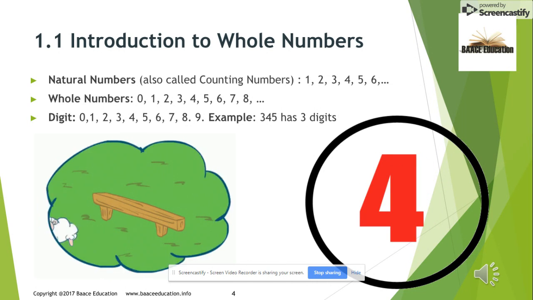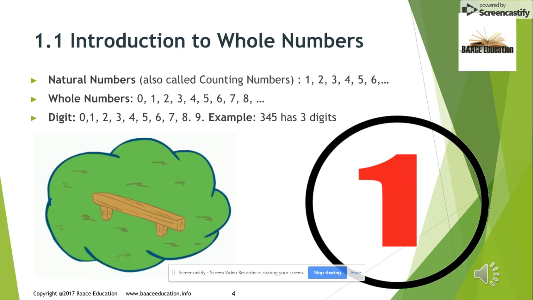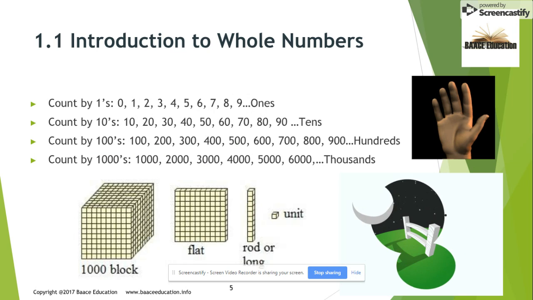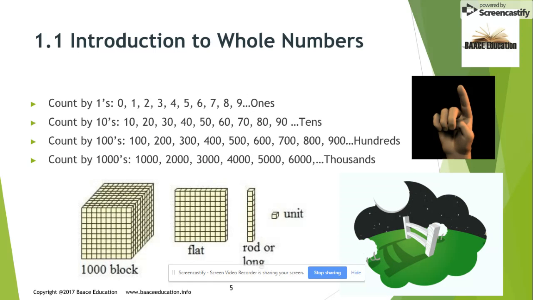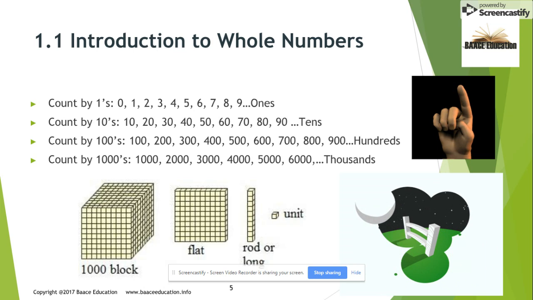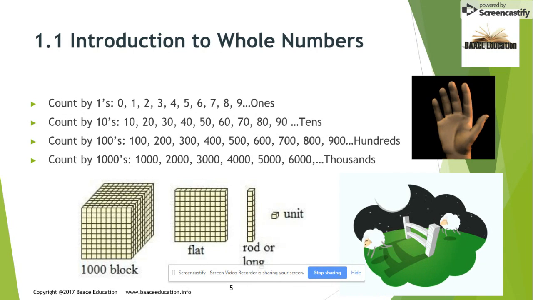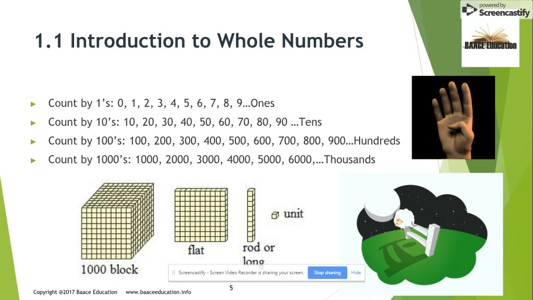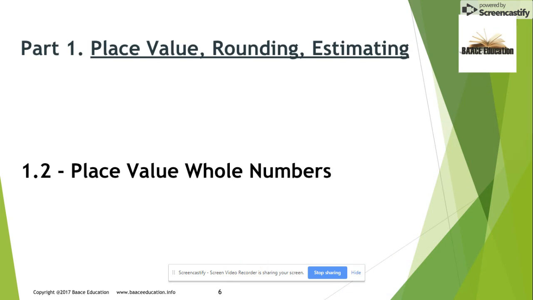For example, 347 has 3 digits. So we can also count numbers by ones, 0, 1, 2, 3, or by tens, 10, 20, 30, 40, or by hundreds, 100, 200, 300, 400, or by 1,000. And those all create whole numbers.